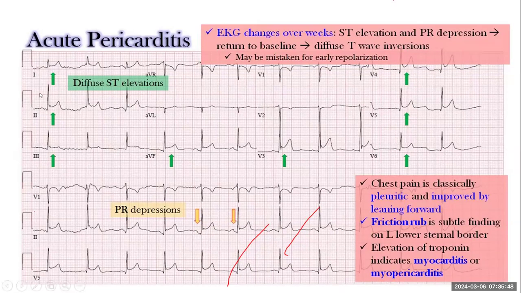Concave-shaped widespread elevation. We can show the ECG. If you look at it, it won't be localized to a particular territory, as we have in MI. MI will most of the time be localized to a particular territory, maybe anterior, septal or lateral. But in pericarditis, it will be widespread. It will be concave-shaped. Another thing we also look out for in the ECG is PR depression. PR depression is very key in pericarditis, where the arrow is pointing to. And it occurs at the same time with ST elevation.